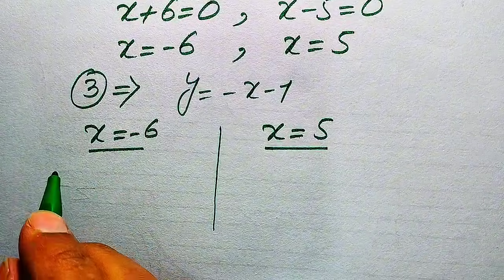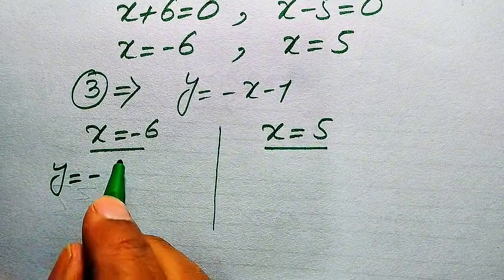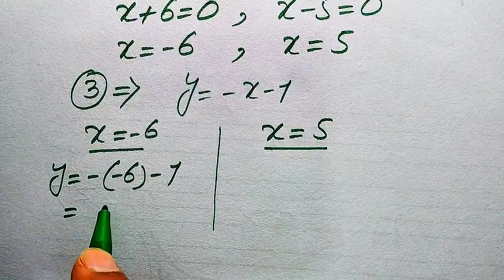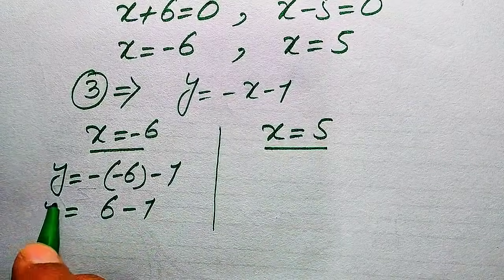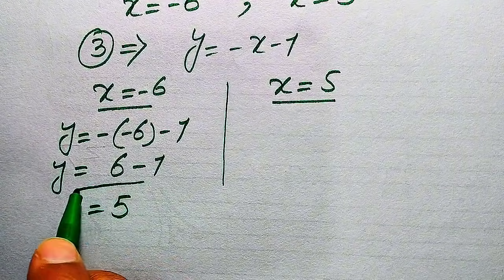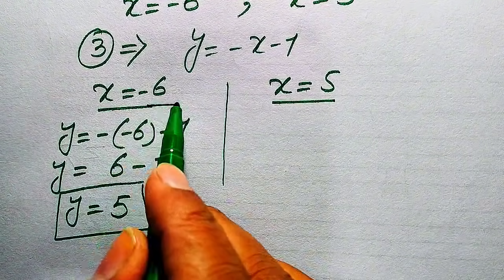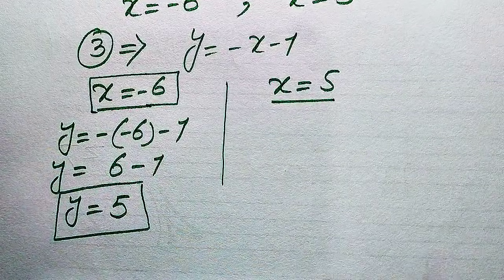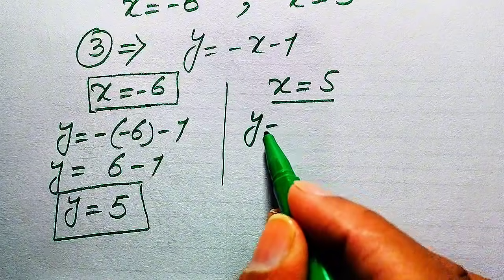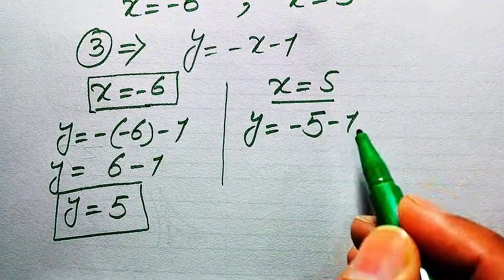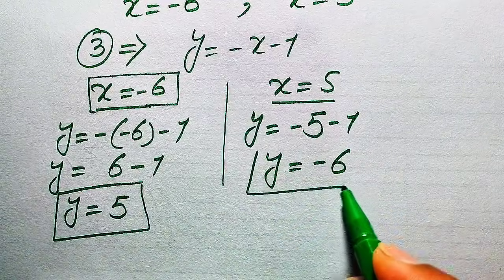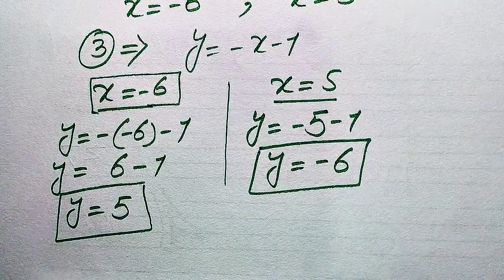So when we put this value here, it becomes y is equal to minus times of minus 6 minus 1. So minus times minus becomes plus 6 minus 1, and we easily get the value of y is equal to 5. So this is the value of y when we take x equals minus 6. And in the same pattern we put x equals 5 here, and it will be written as y is equal to minus 5 minus 1, and we easily get the value of y is equal to minus 6. So this is the second value of y.